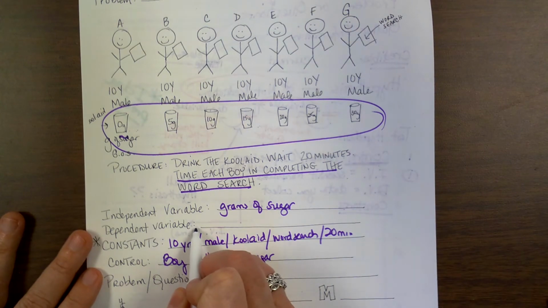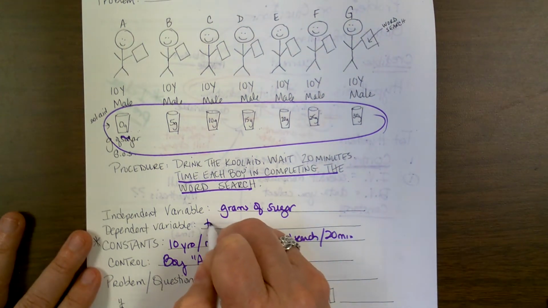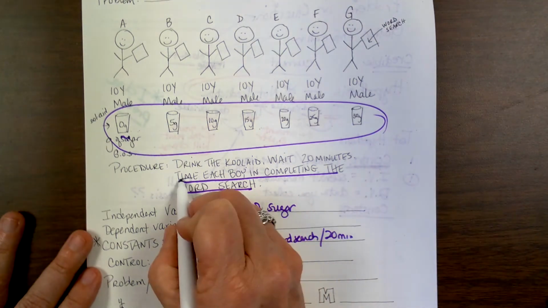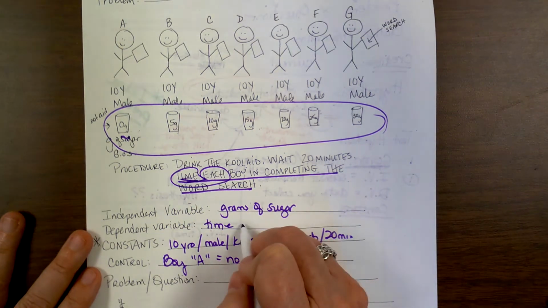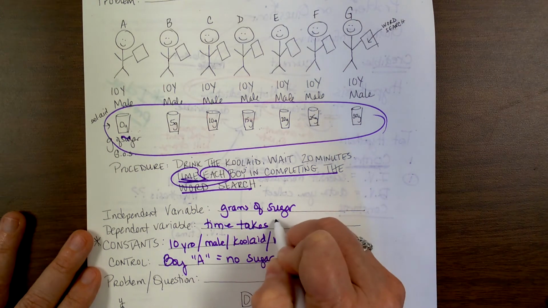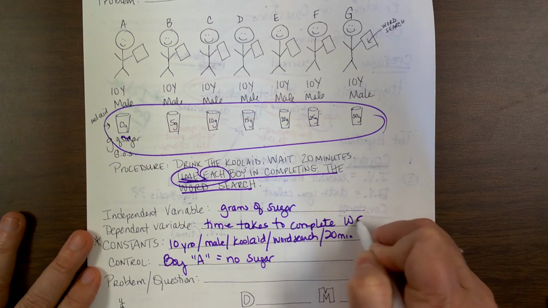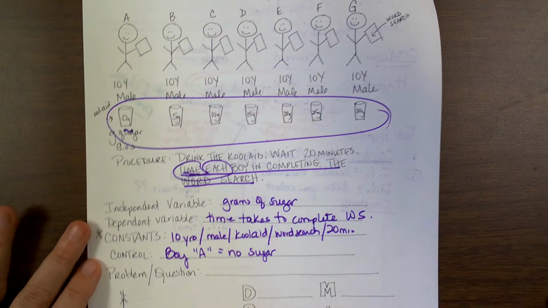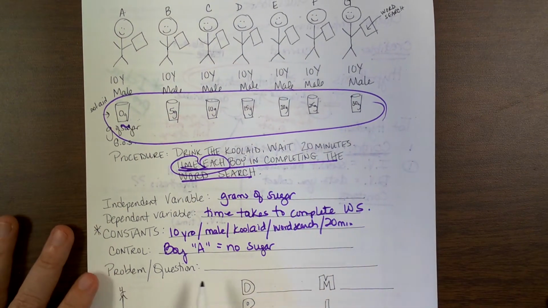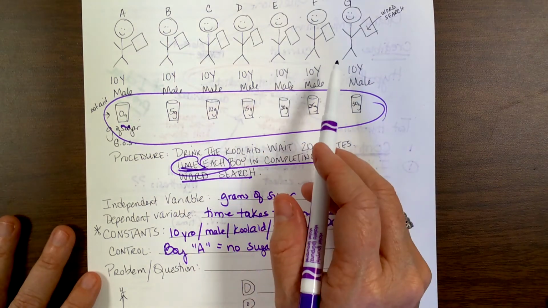All right, dependent variable, what are we studying? What data are we collecting? The time, because right here it says we're going to time each boy. So time that it takes to complete the word search, okay? And then the problem or question they were probably testing is, does sugar have an effect on your ability to do a word search?